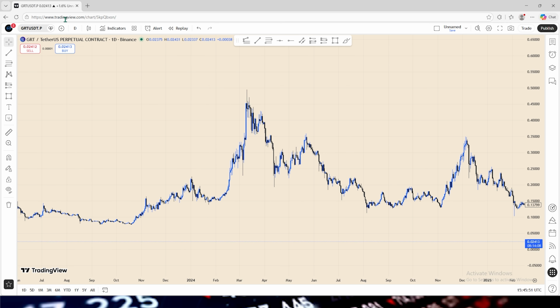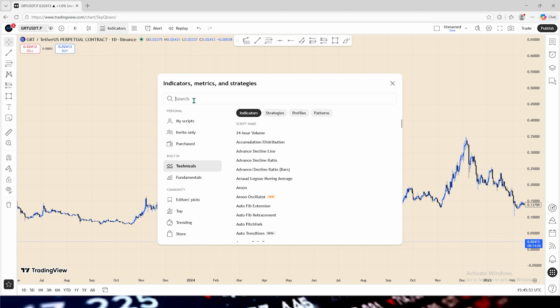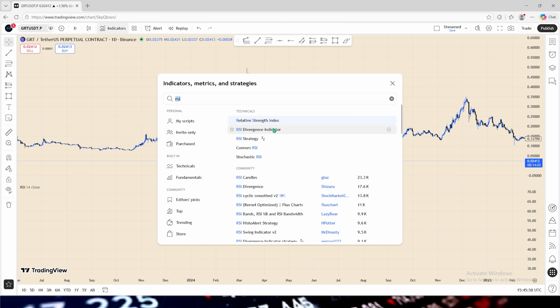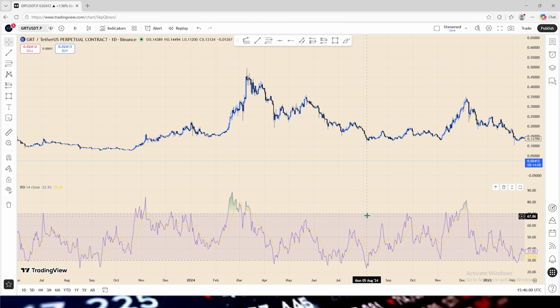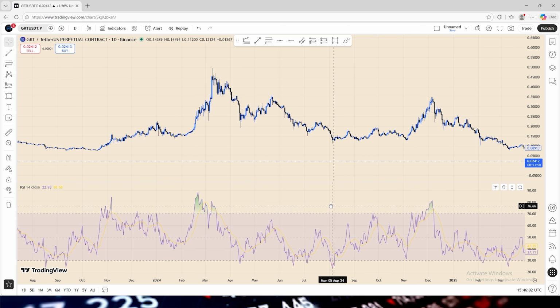All right, first thing, let's add RSI. Go to TradingView, click on Indicators, search for RSI, and add it. Now you can see it right here below the chart.